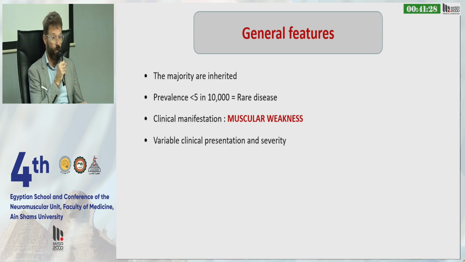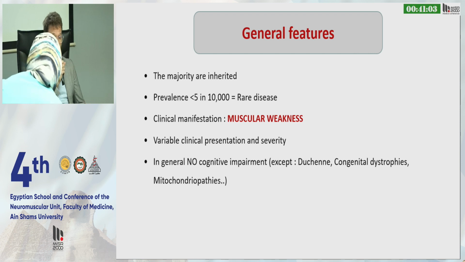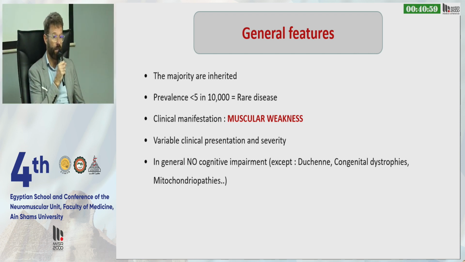There is a variable clinical presentation and severity. Some are mild and stable, some are fluctuating, some are very progressive, with the loss, for example, of ambulation, like in Duchenne muscular dystrophy. And in general, although there are exceptions, you don't have a cognitive impairment in these conditions, although we now know better that, for example, in Duchenne muscular dystrophy, in 30% of patients you have either mental retardation or an autistic spectrum disorder.